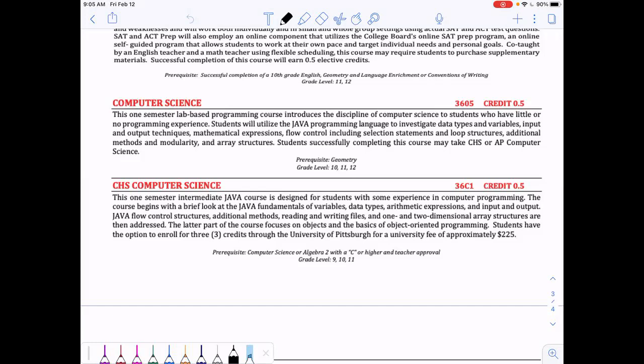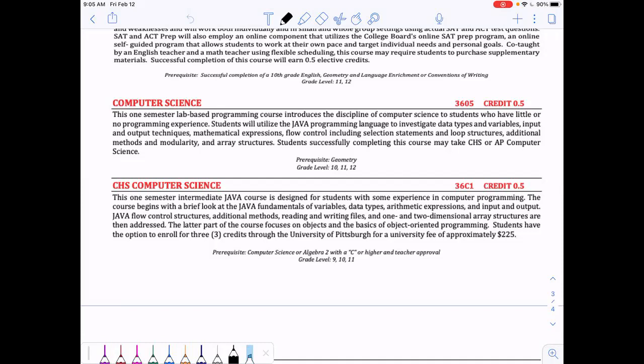Our goal is to give you a recommendation based on what we know of you as a student and what we think you would do well in next year. Any questions with course selection? Anybody at home have questions?